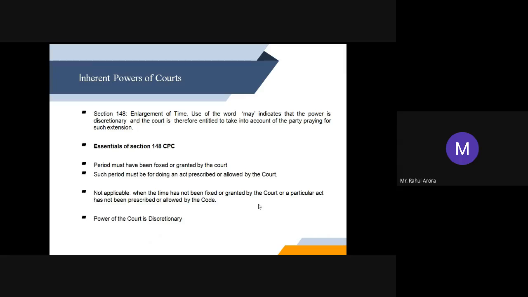So, from this, we may say that where a court in the exercise of its jurisdiction can grant time to do a thing in the absence of a specific provision to the contrary curtailing, denying, or withholding such jurisdiction, the jurisdiction to grant time would include in its ambit the jurisdiction to extend time initially fixed by it. The use of the word may indicates that the power is discretionary and the court is entitled to take into account the conduct of the party praying for such extension.